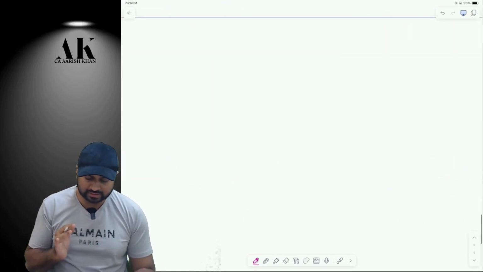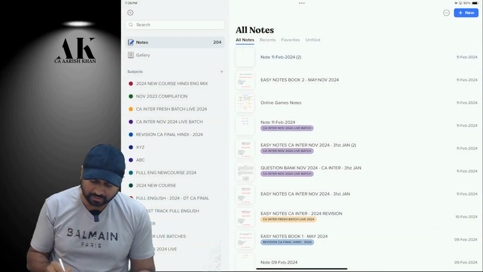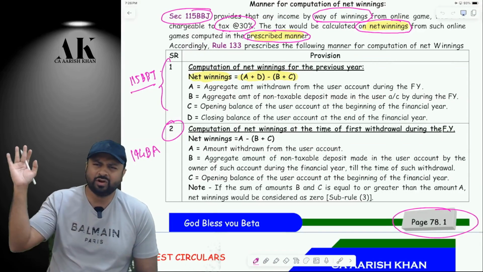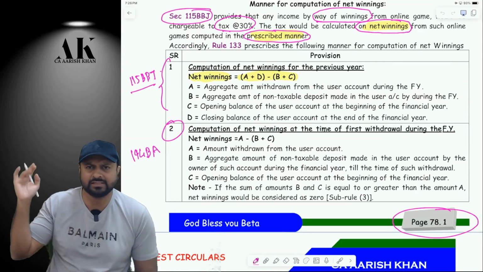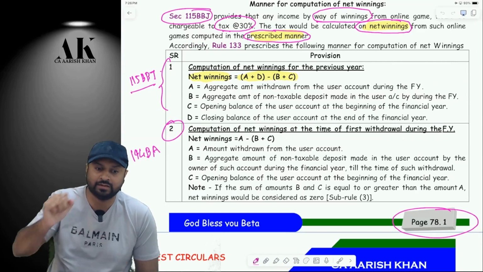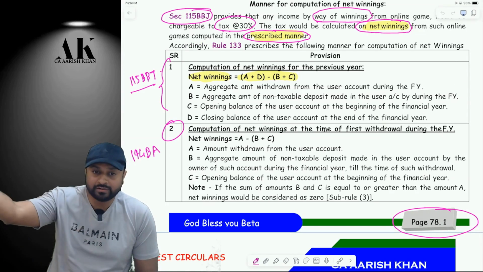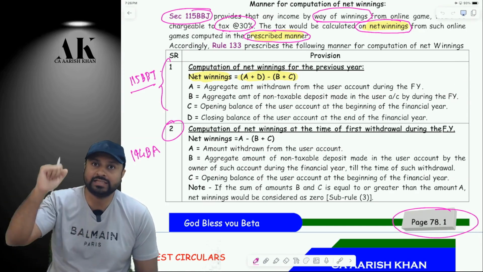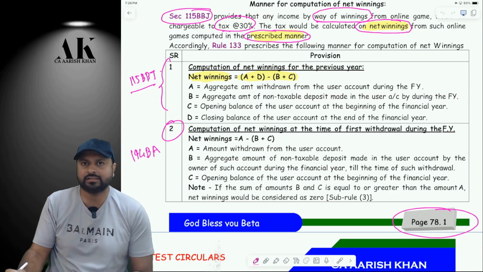First, we are going to understand how to compute net winnings, and then we'll talk about TDS implication. TDS implication is a secondary thing. First, you have to make something taxable, then you can talk about deducting TDS. If something is not taxable, why will I deduct TDS? There is no sense in deducting TDS in such cases.